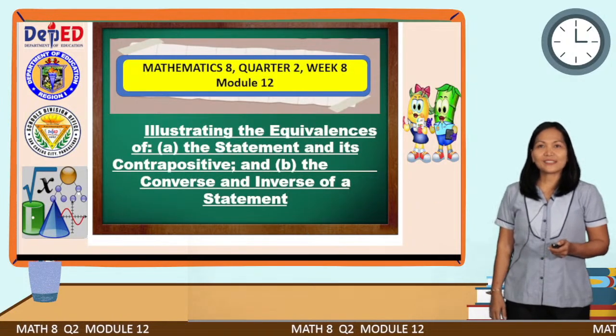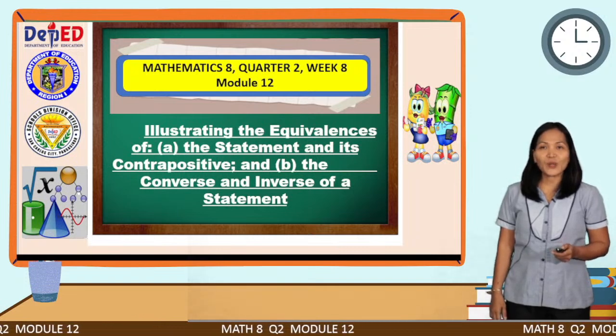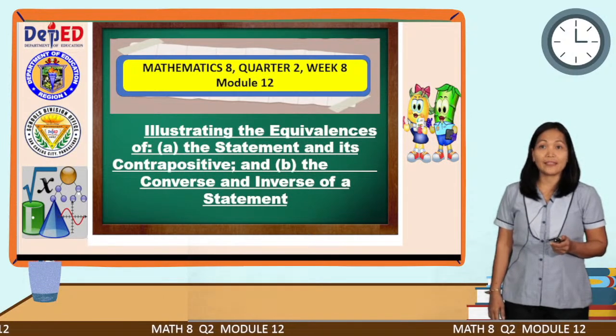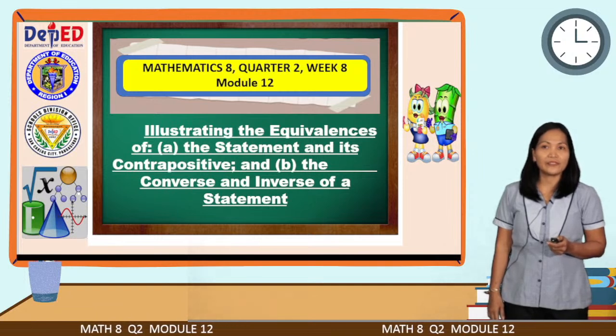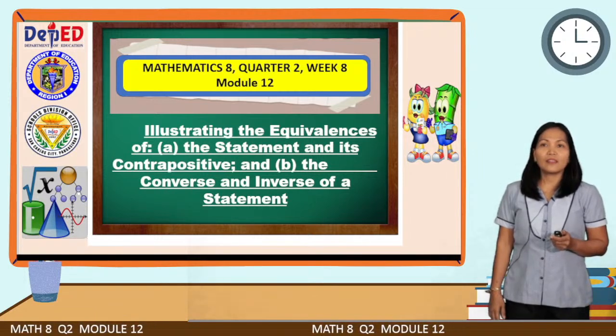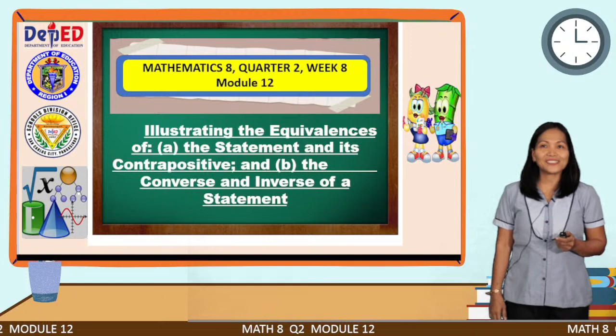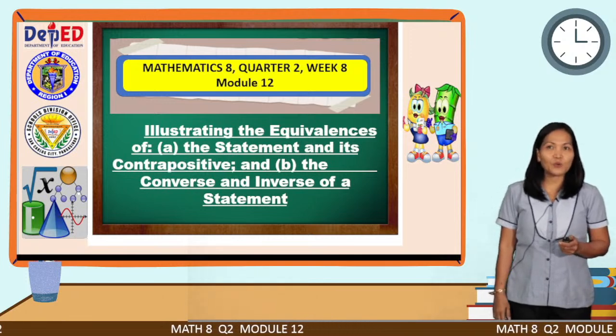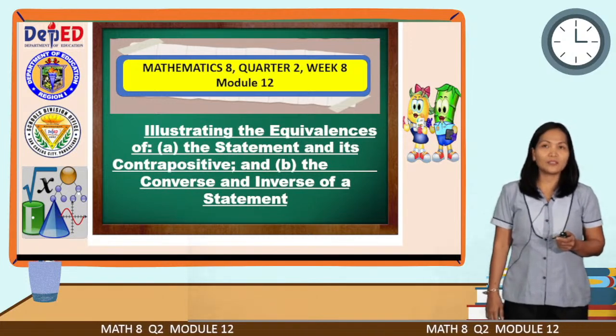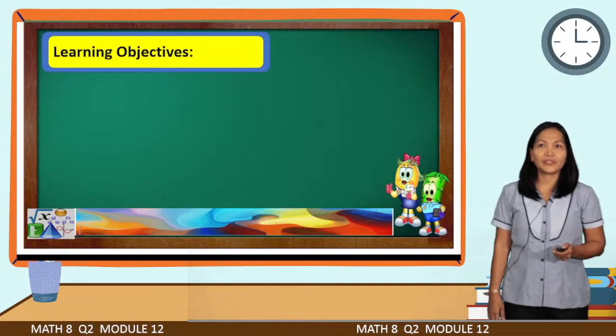Our topic for this lesson is all about illustrating the equivalences of A, the statement and its contrapositive, and B, the converse and inverse of a statement. This is taken from Quarter 2, Week 8, Module 12.